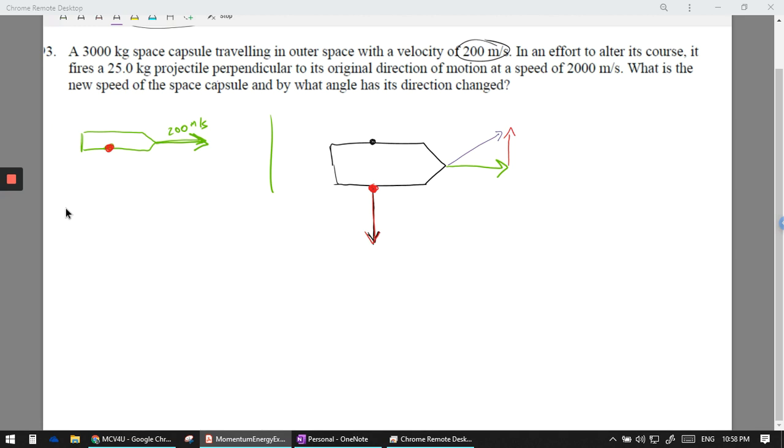Well, this green momentum here is going to be the mass of the ship plus the block times 200. So this is 3,025, right? Because the red block is still here. So it's 3,025 times 200. That's this green horizontal momentum. And so basically we could say that this is 3,025 times 200.